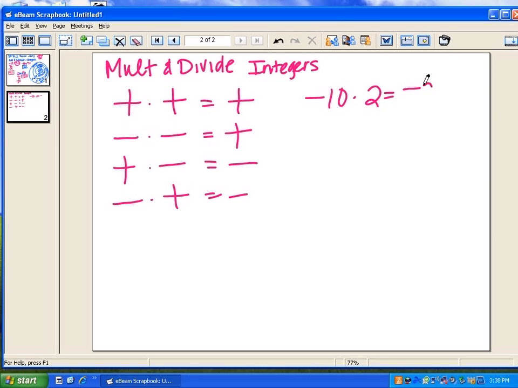So if you have negative 10 times a positive 2, you're going to end up with a negative 20, because a negative times that positive gives us a negative, which is what our answer is over here. Or if I have a negative 2 times a negative 3, I'm going to get a positive 6 because a negative times a negative gives me a positive. And those were our multiplying and dividing integers.